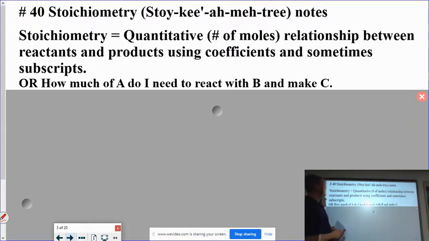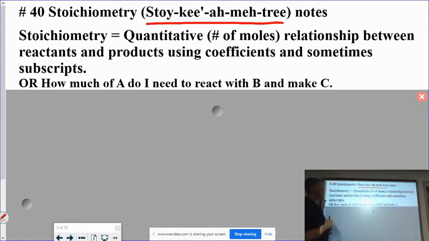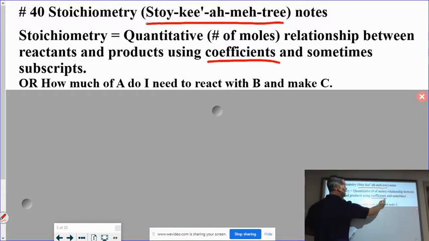So we're going to go over a few things. This unit is called stoichiometry. We break it down so you can pronounce it a little bit easier. In stoichiometry, we're looking at quantity of moles and the relationship of the reactants and products using coefficients. So in other words, we're using balanced equations in mole calculation problems.